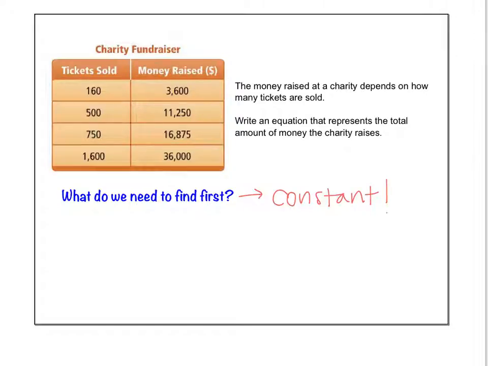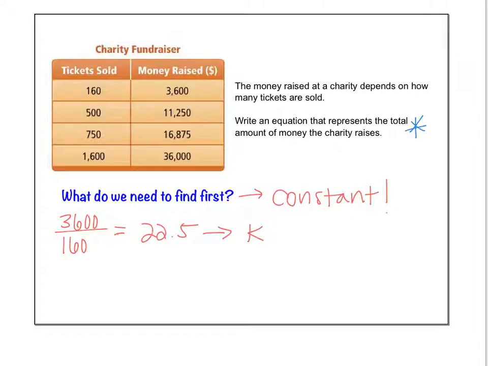And to do that, I can see, well, they raised $3,600 off of 160 tickets. So what I want to be thinking is how much money did they raise off of one ticket? So I'm going to do that 3,600 divided by 160. And that gives me 22.5 or $22.50. This now is going to become my K in the equation.